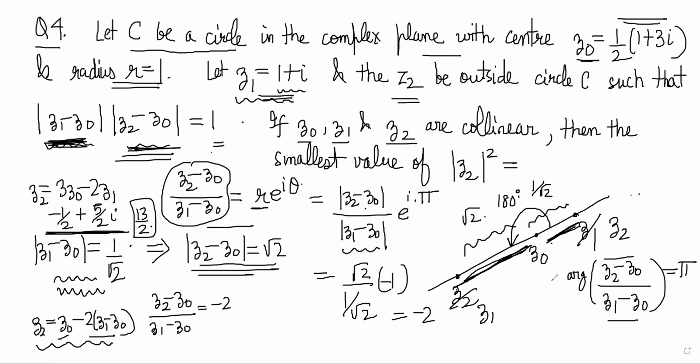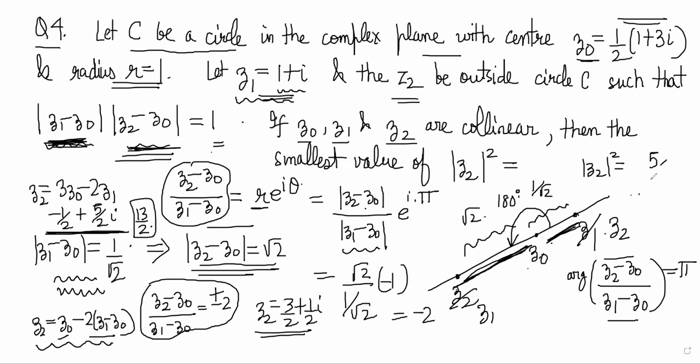In that case, the sign will change for everything. We would have argument of Z1 minus Z0 by Z2 minus Z0, right? You will basically end up getting plus or minus 2 here. And when you do the plus 2 condition, you will get the complex number Z2 is 3 by 2 plus half i, in which case the modulus square of Z2 is coming out to be 5 by 2.